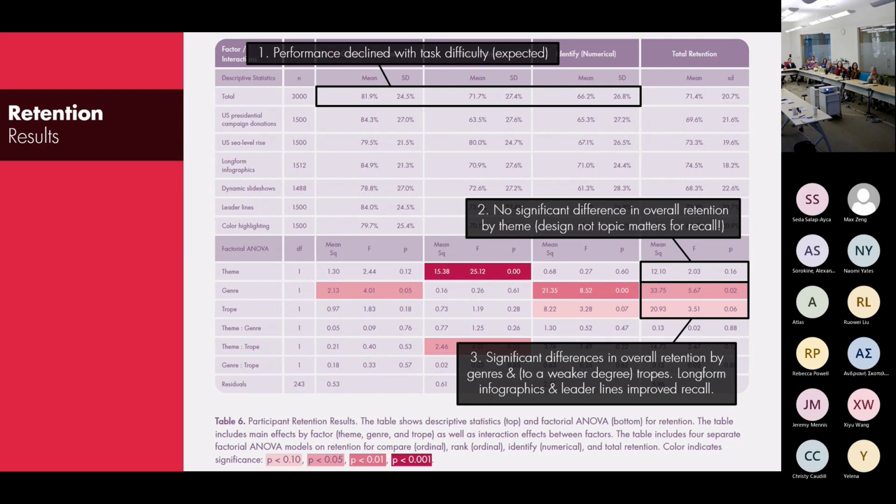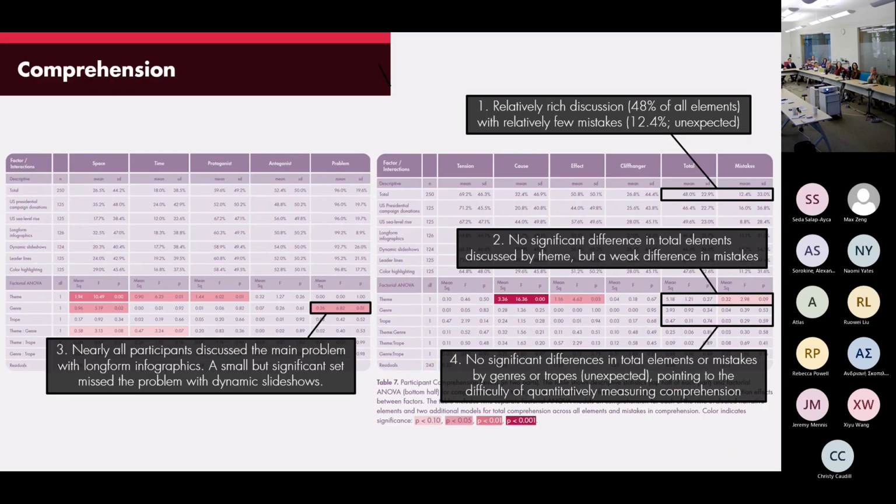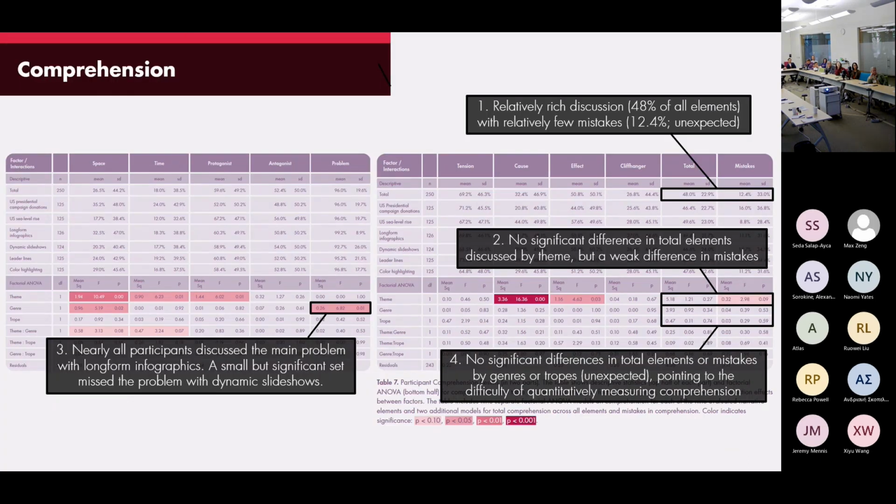And so for at least retention, which again is the classic kind of map reading tasks that we started with, the genre and trope does matter, meaning that cartographers can make decisions that may be better or worse in the overall design. So this is a two-page table that is showing comprehension.